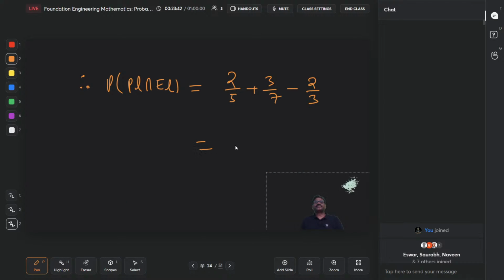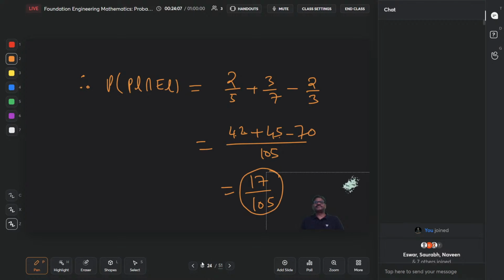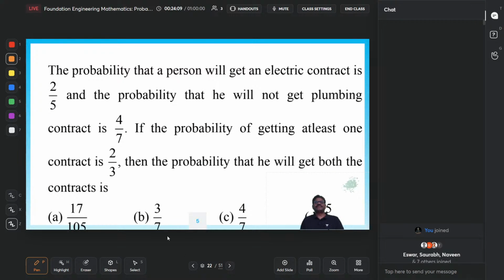Now, LCM 105, 42, 45 minus 70. 5 plus 2, 7. 87 minus 70. That is 17 by 105.